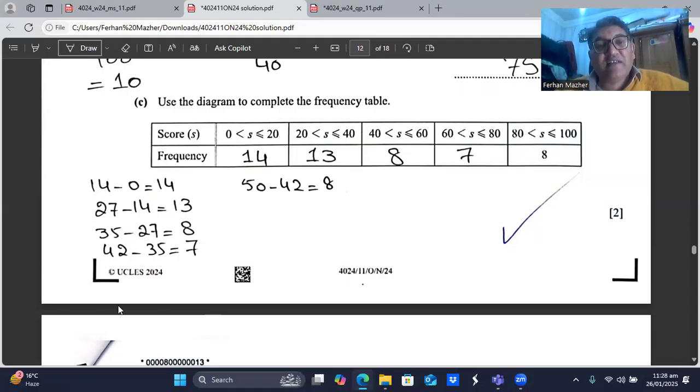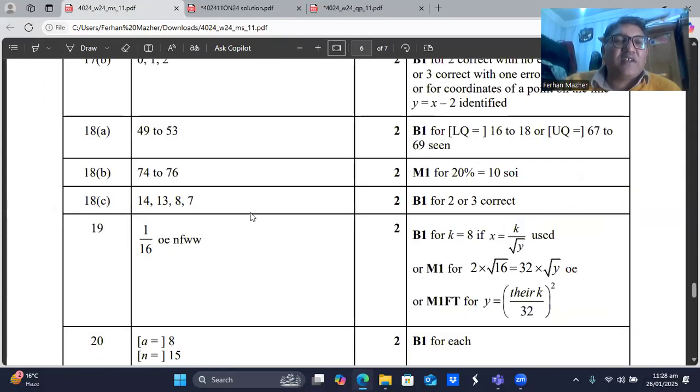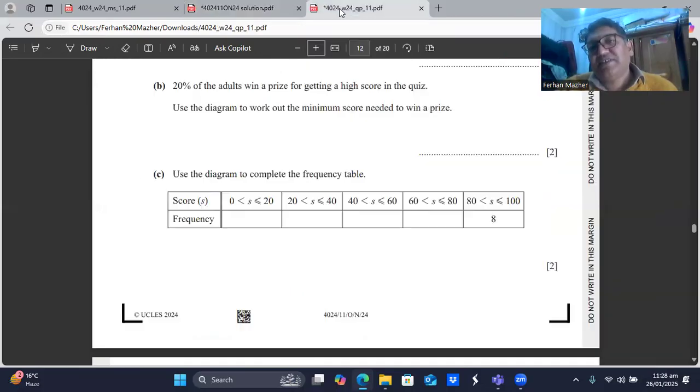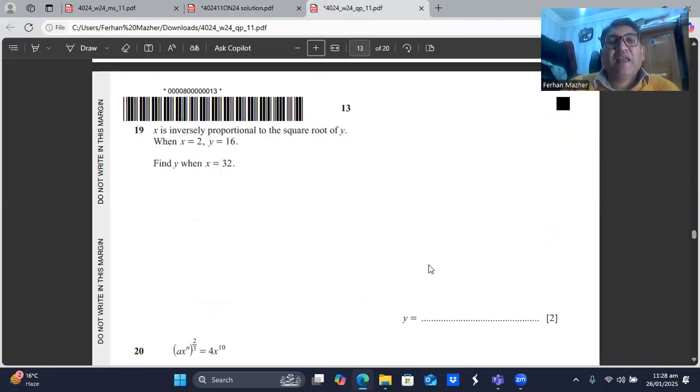So this is how we find the frequency for each class from the given cumulative frequency curve. So it's 14, 13, 8, and 7. And this 8 is already given. So let's check 14, 13, 8, and 7. The answers are right. I hope you understand how this is done. Okay, so here we have the next question.